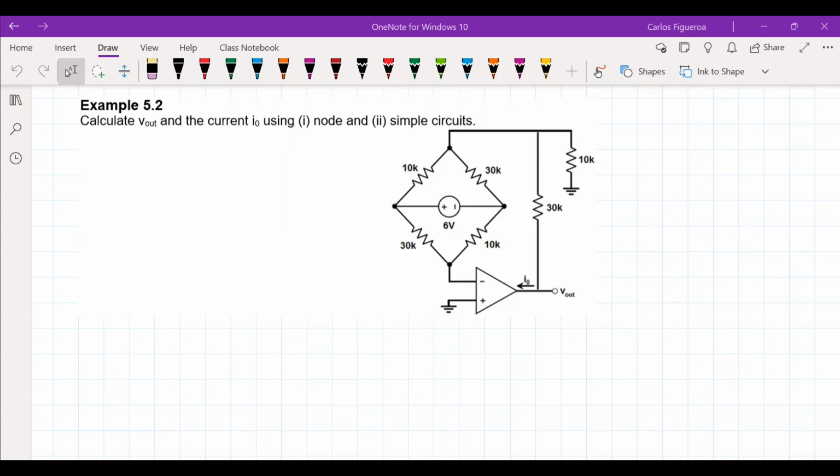Example 5.2, calculate vout and the current iout using node and simple circuits. My preferred way is definitely using simple circuits for the vast majority of the op-amp circuits. So instead of starting out with node, I'm going to start out with mesh. So here we go. We're going to do the simple circuits method.